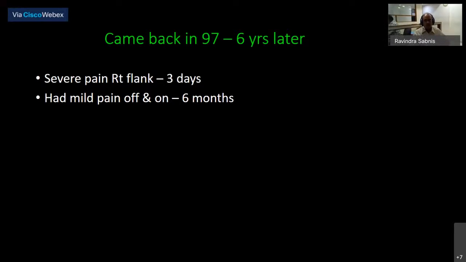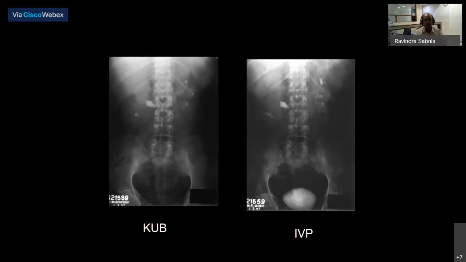Well, going forward with this case, we came back 6 years later in 97 now, again with the severe right flank pain. And he had off and on pain for 6 months. And this was a stone. Now he has got bilateral stones. The right side, he had actually the stone in the pelvis.